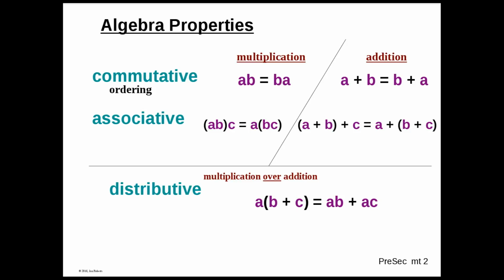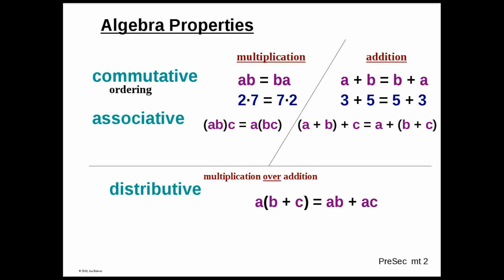This affects the ordering, or refers to the ordering of the operation, and holds for both multiplication and addition. It doesn't matter what the values are. If I have two values, a and b, a times b will be equal to b times a, or a plus b will be equal to b plus a. For example, 2 times 7 equals 7 times 2, or 3 plus 5 equals 5 plus 3.